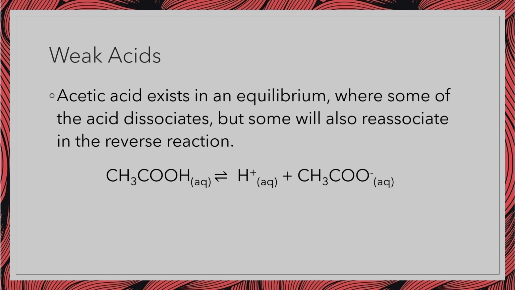So acetic acid actually exists in an equilibrium. So some of the acid dissociates, but the rest will reassociate in the reverse reaction. So we've got that dynamic equilibrium going. We have acetic acid on the left, which is in equilibrium with our hydrogen ions and acetate ions on the right. It's dynamic equilibrium. We have that forming, we have it reassociating, we have it dissociating.